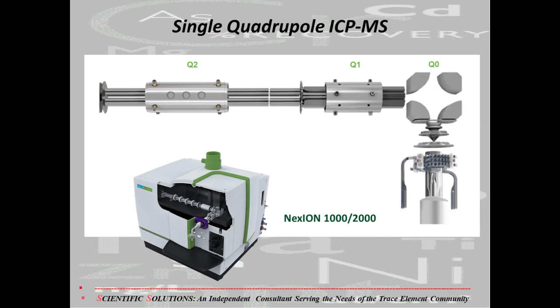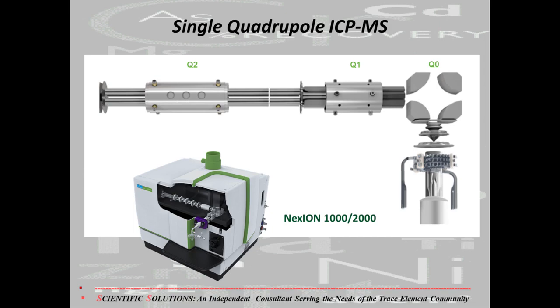Here are the principles of mass separation with the NexION 1000/2000 single quadrupole system. The ion beam emerges from the plasma and enters the mass spectrometer via the interface cones into the quadrupole ion deflector, represented by Q0, which is an electrostatic analyzer that provides mass separation based on ion energy. It bends the ion beam 90 degrees, which acts as a filter before Q1 and ensures the complete removal of neutral species and photons without altering ion energy distribution.